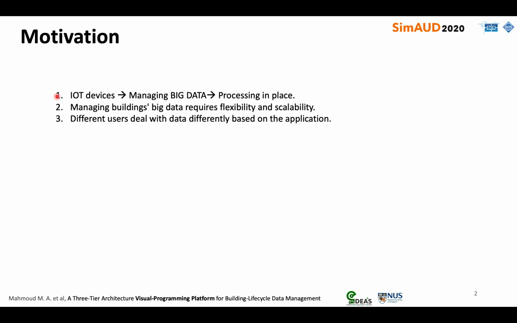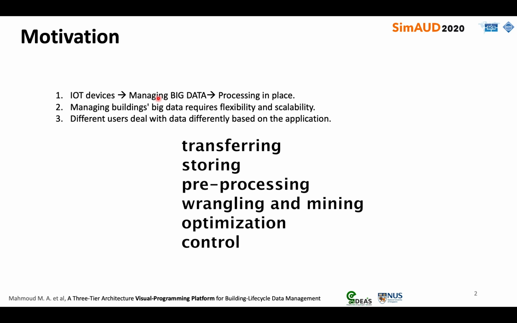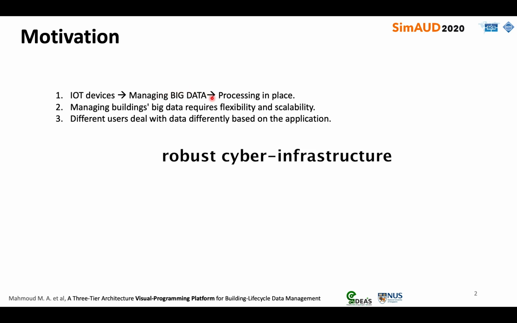The emergence of the Internet of Things, IoT devices, has enabled a massive amount of data, which posed some challenges, such as managing this big data, for example, transferring, storing, pre-processing, wrangling and mining, optimization and controls. Doing this in a robust cyber infrastructure led to the cloud computing paradigm. That is, computing data in place without paying much effort in transferring data to local storages or processing machines. This is done using scalable storage and computational power on demand, and this is maintained by professionals.